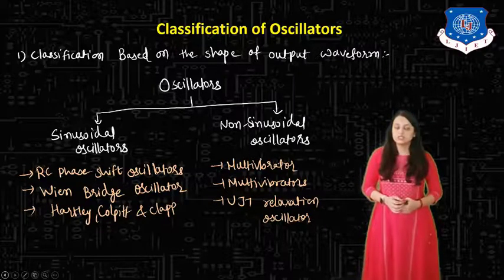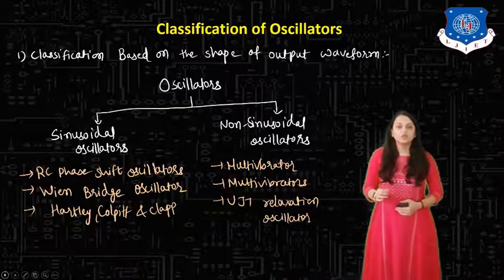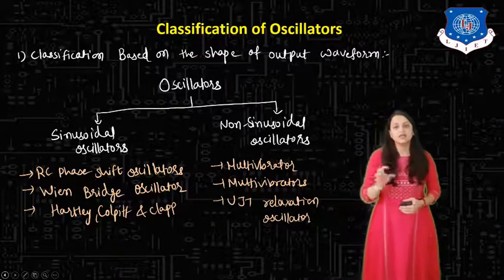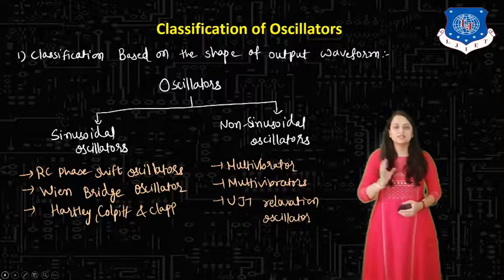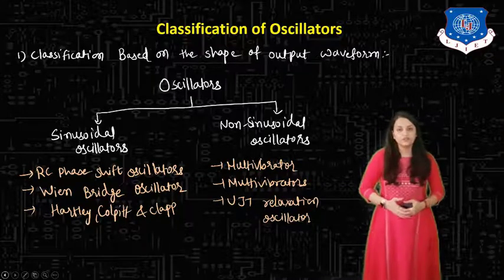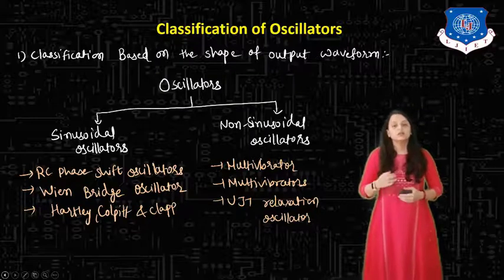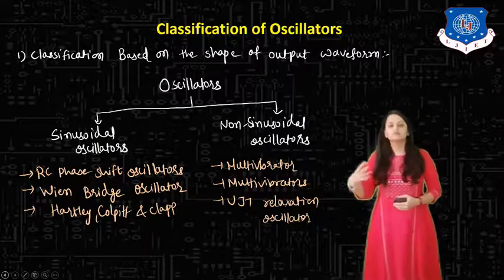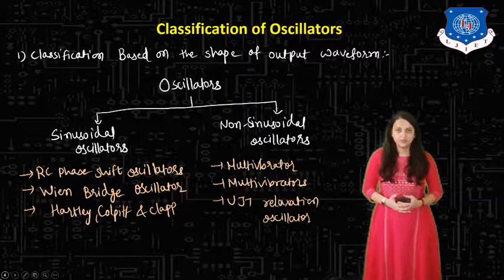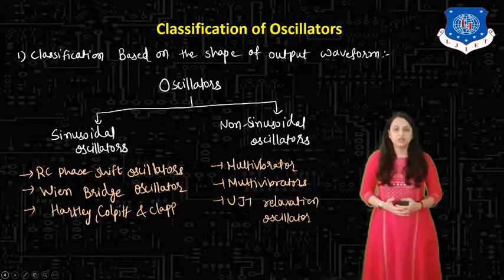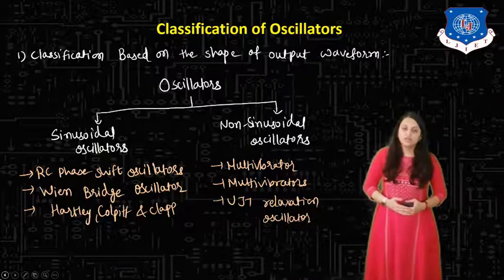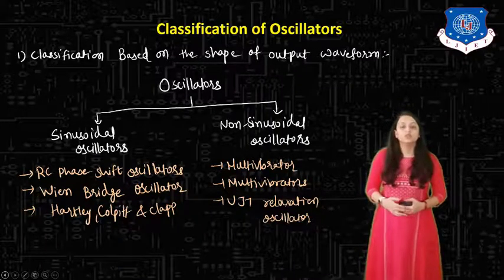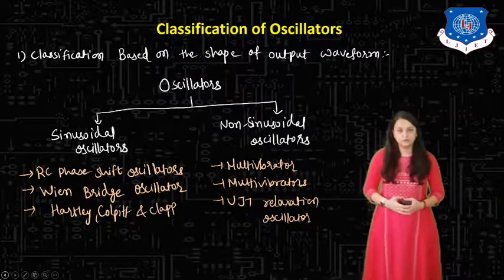As the name suggests, in this oscillator, the components used are resistors and capacitors. So based on the arrangement of resistors and capacitors, we are obtaining the RC phase shift oscillator. The output of this will be in terms of sine or cosine. The second one is the Wien bridge oscillator. The Wien bridge oscillator is another variant which again generates a sinusoidal waveform at the output.